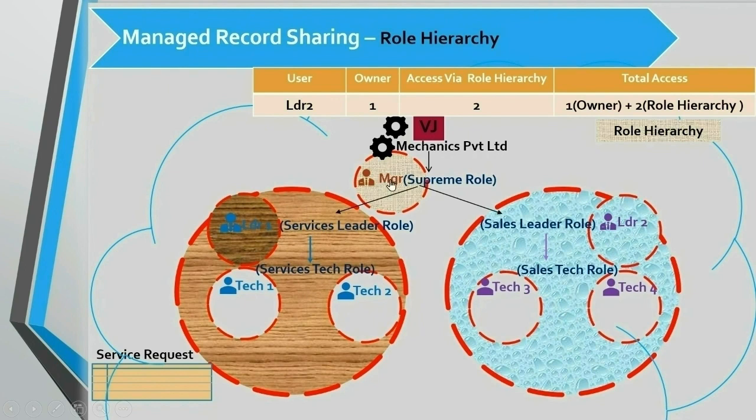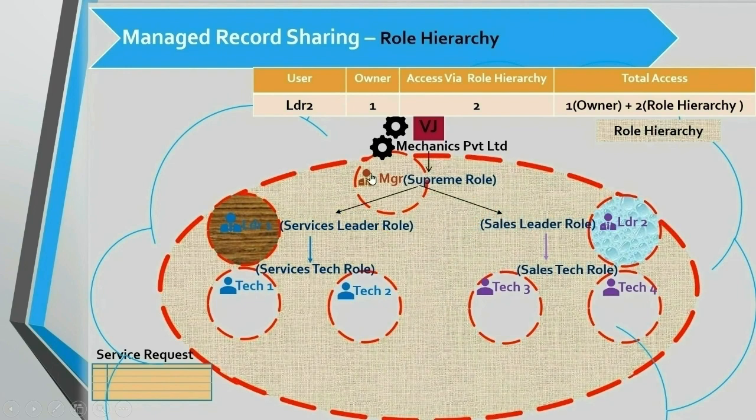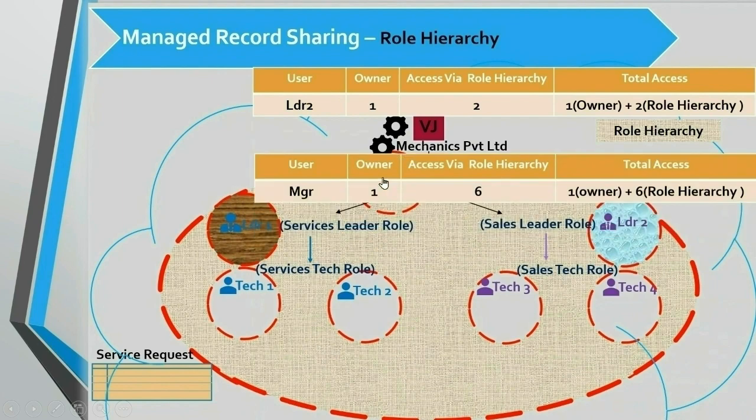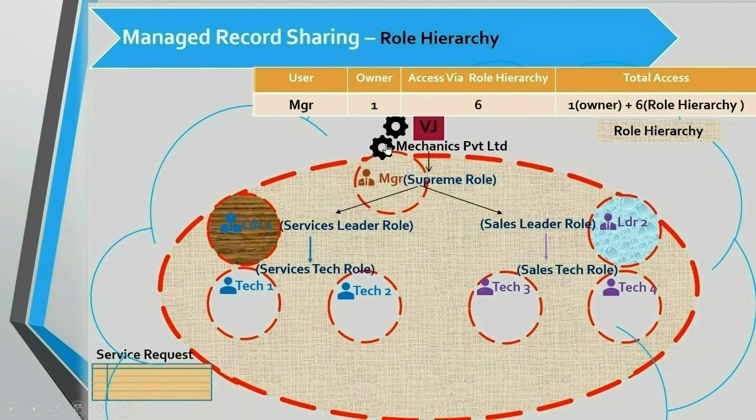If you see, MGR stays at the top in the hierarchy, so he should be able to get the access of all the records that is created by his subordinates. So let's see, yes, he would be able to access all the records and he would get the same access rights that his subordinates have on those records. Now let's see the complete access of MGR. MGR, he would get one record as owner. He would get 6 records via the role hierarchy because under him there are 6 records and these records created by those 6 persons.